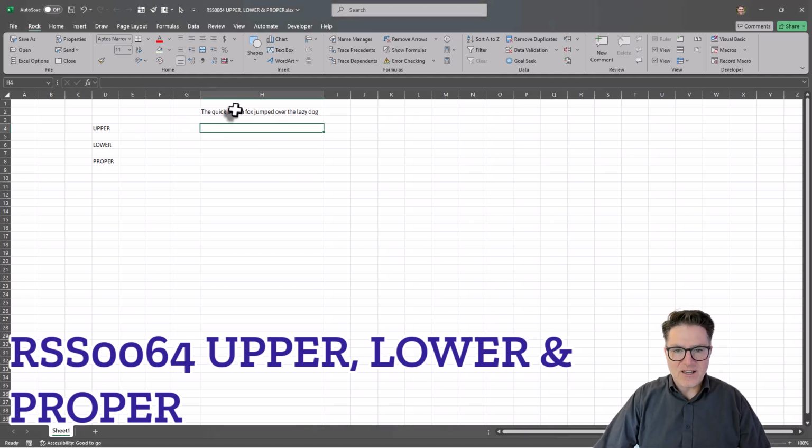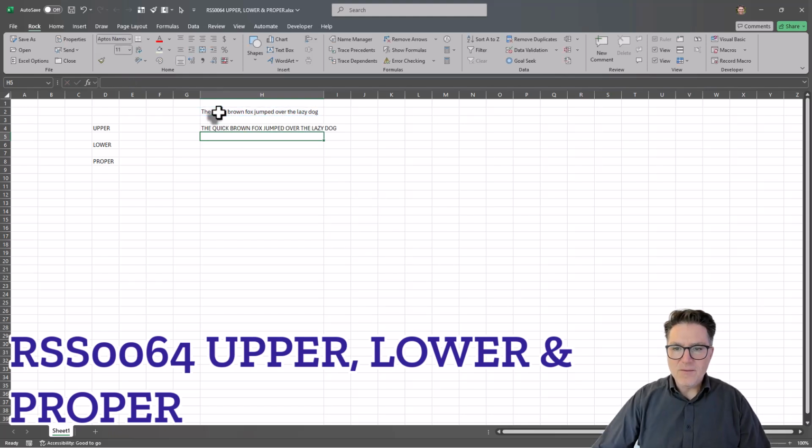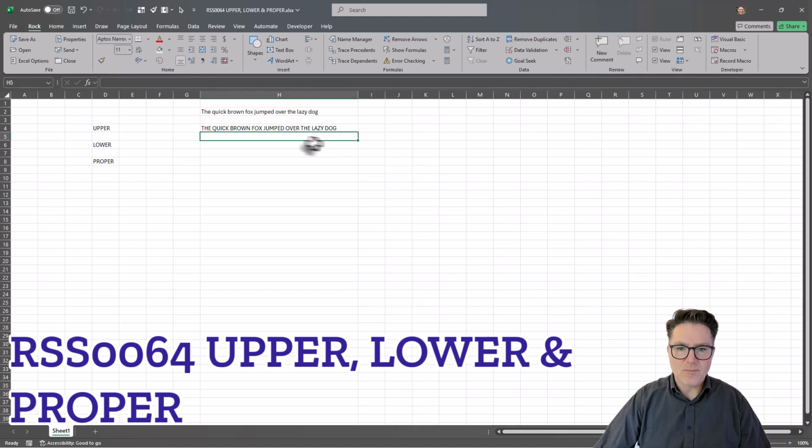Let's take a look at this phrase, the quick brown fox jumped over the lazy dog. What happens if we use the upper function for it? And we grab this text and we hit enter. It makes the whole phrase uppercase. Very straightforward. That's what you might have guessed.